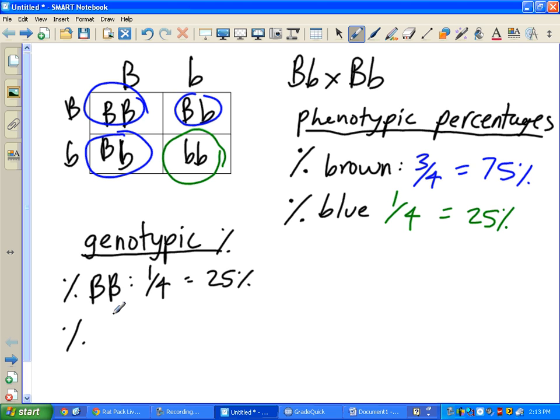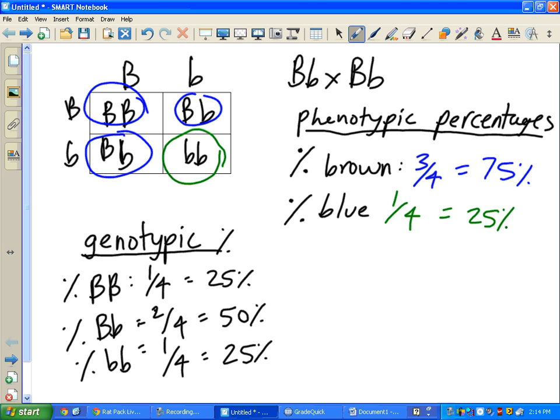Right, then what percent chance do I have of getting a heterozygous kid? So you look, we've got 2 heterozygous here out of 4 total. 2 out of 4 is equal to 50%. All right, then what percent chance do I have of ending up with a kid that's homozygous recessive? That's going to be 1 out of 4 total. So 1 out of 4 equals 25%.